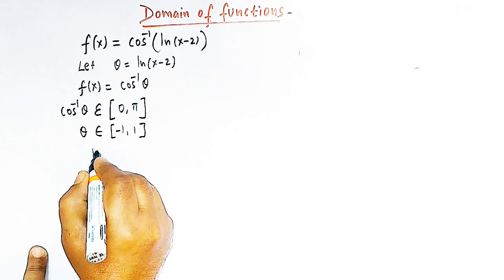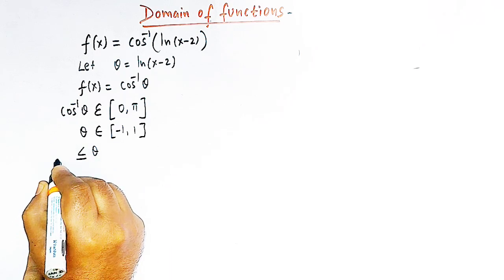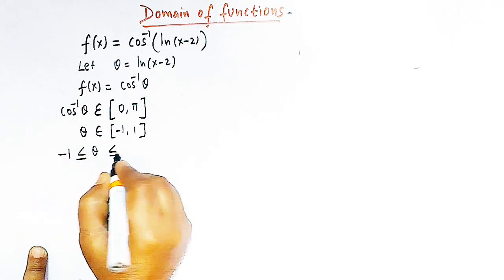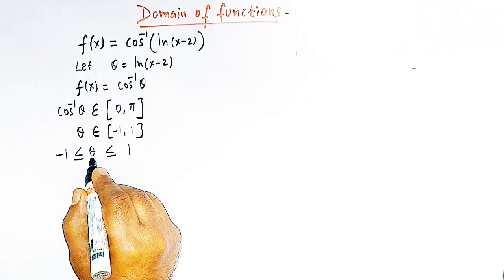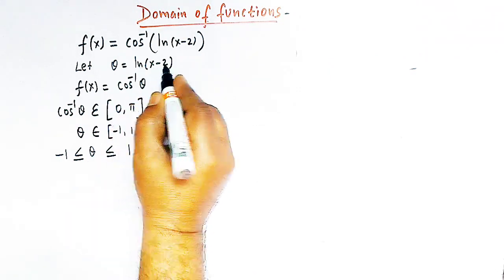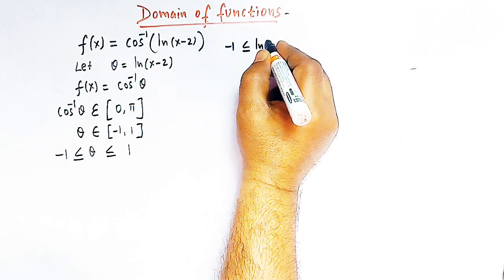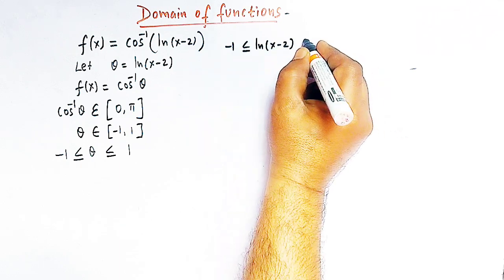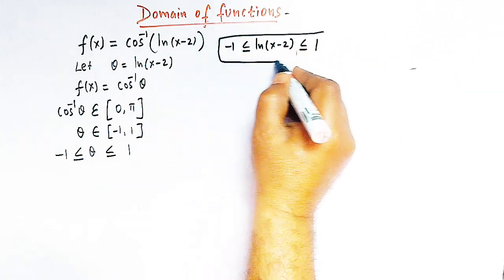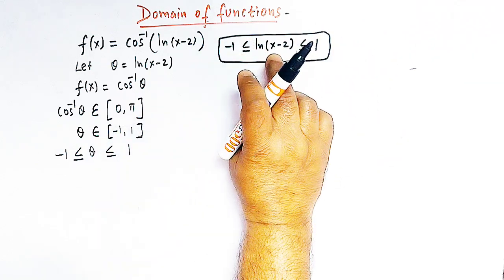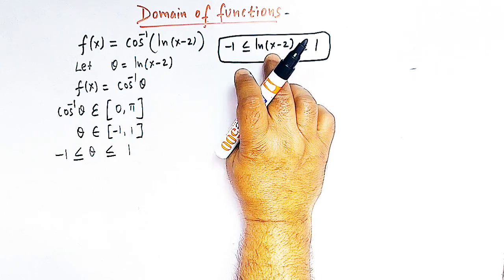So we can also write this expression as theta greater than or equal to minus 1, and less than or equal to 1. So now we can replace this theta by natural log of x minus 2. Here we have minus 1, then natural log of x minus 2, and here we have 1. So now we have this inequality, right? And we have to solve this inequality for x, right?